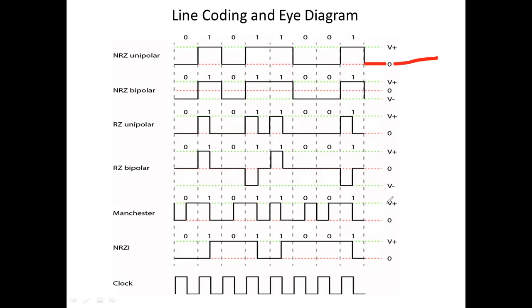There is something like Manchester, and non-return-to-zero inverted, and then one as per the clock. I leave it to you to work out what these two special codes mean. Did you sort out what is actually happening here?